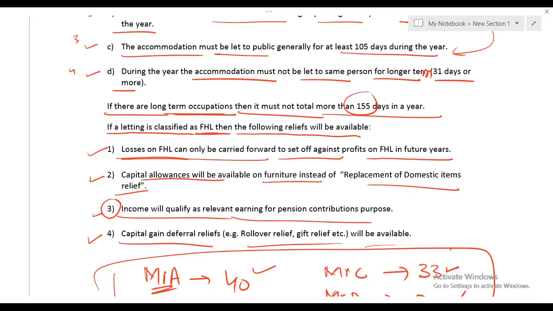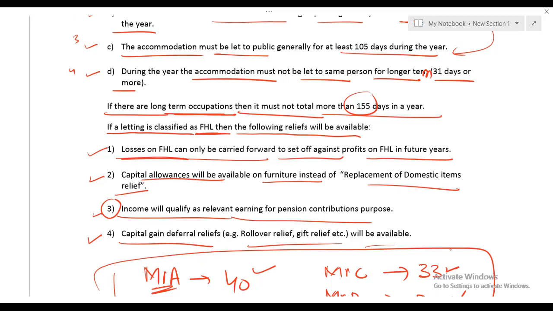So another benefit is when you are selling a furnished holiday letting, or you are giving this furnished holiday letting as a gift to an individual, then you will get gift relief as well. So why do we have 4 conditions A, B, C, D? Because of these 4 benefits.